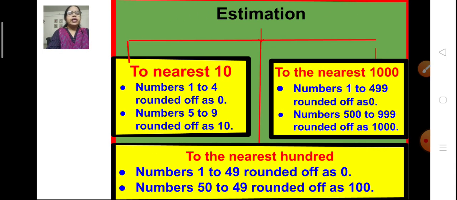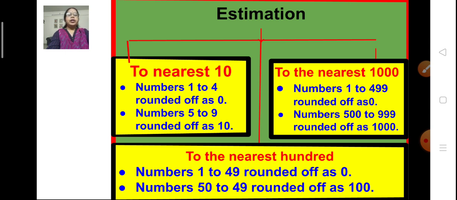So how do we do the estimation? We have learnt this, isn't it? To estimate a number to the nearest 10, what do we do? The numbers from 1 to 4 are rounded off as 0. That means below 5 the numbers are rounded off as 0, and the numbers from 5 to 9 are rounded off to 10, isn't it?